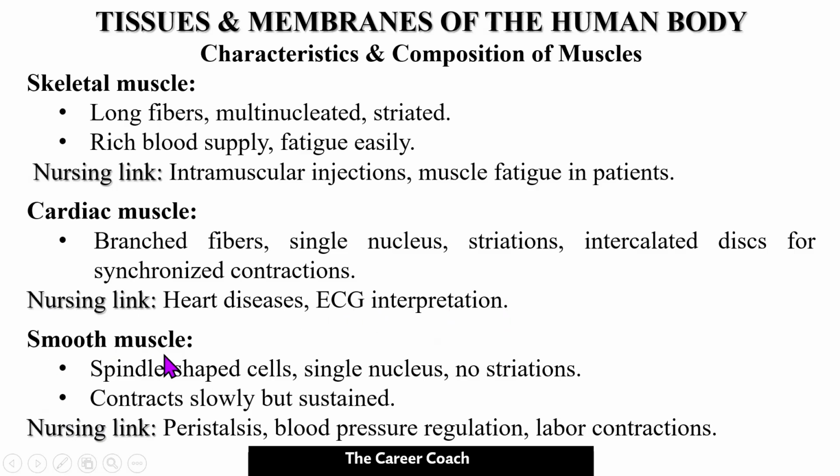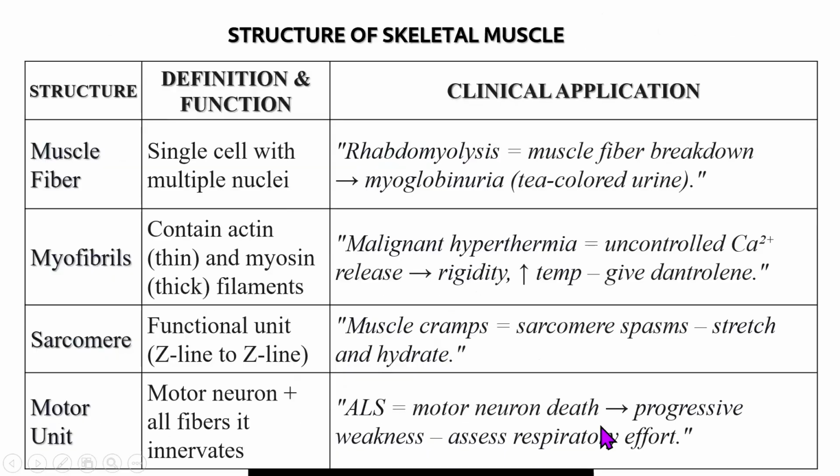The next is smooth muscles. Smooth muscles are spindle-shaped cells. They have single nucleus and they are not striated. They contract slowly but sustained. Nursing links. They are relevant in conditions such as peristalsis, blood pressure regulation, and labor contractions.